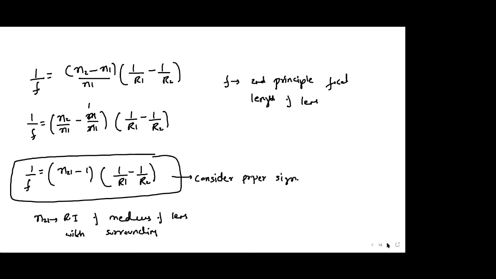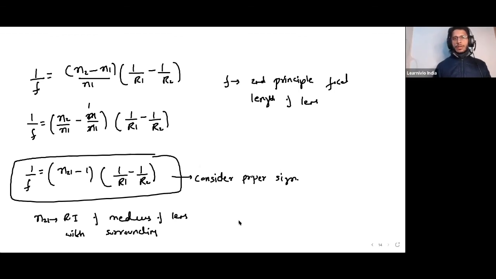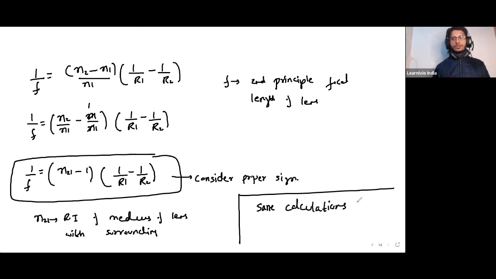Okay, so that was about the lens maker formula. The derivation is the same for a concave lens. Step by step, each and every step is the same for a concave lens, with just a small difference in the ray diagram. So I'm writing the same calculations for the concave lens. There is no change in calculations.